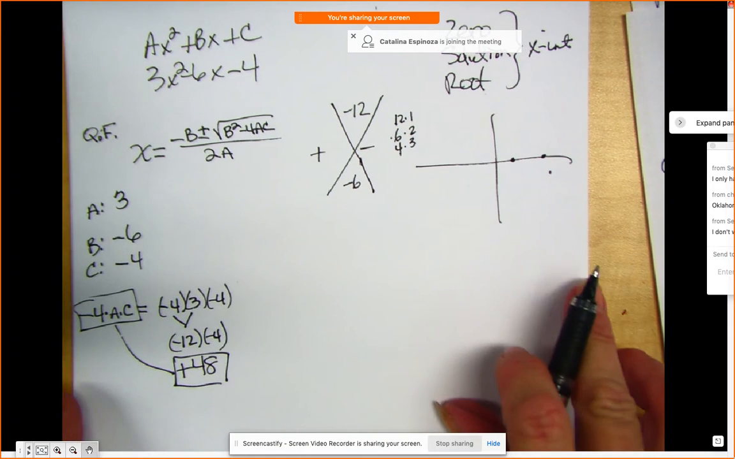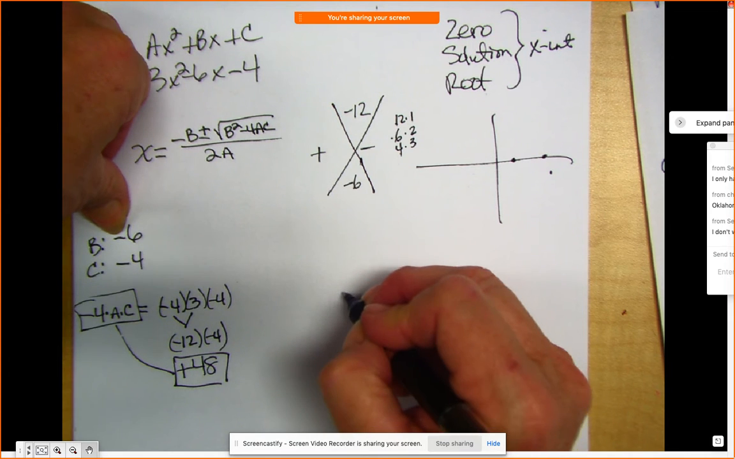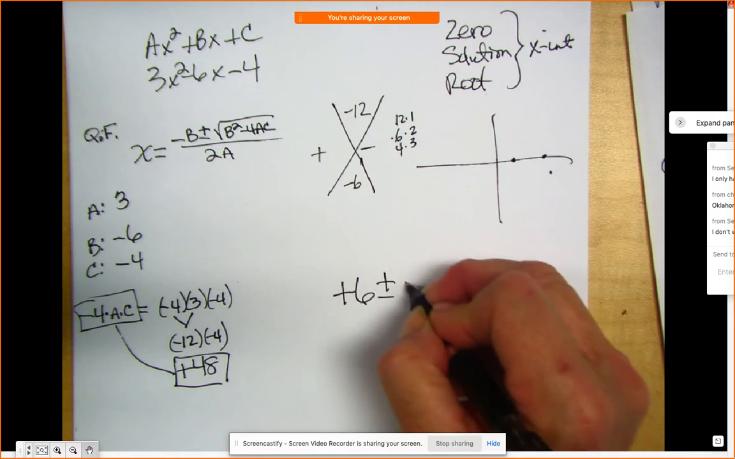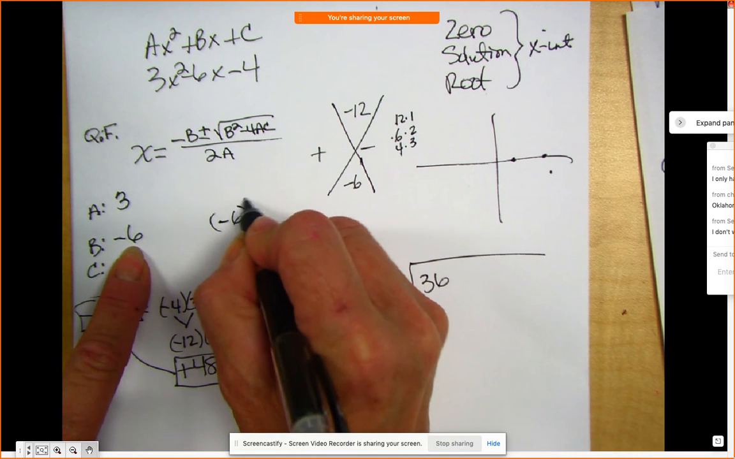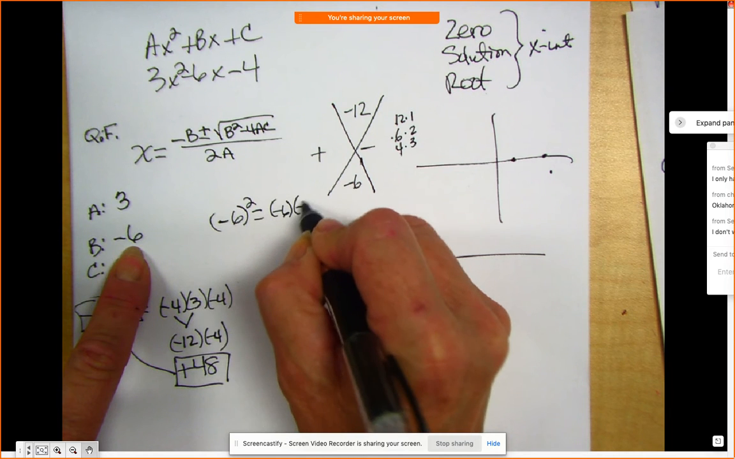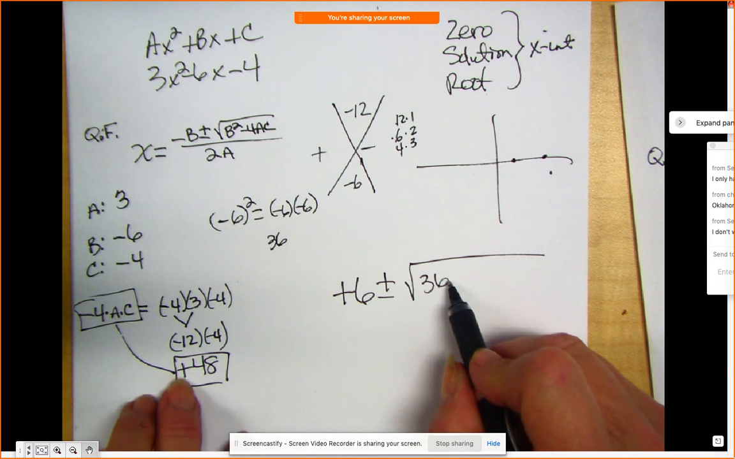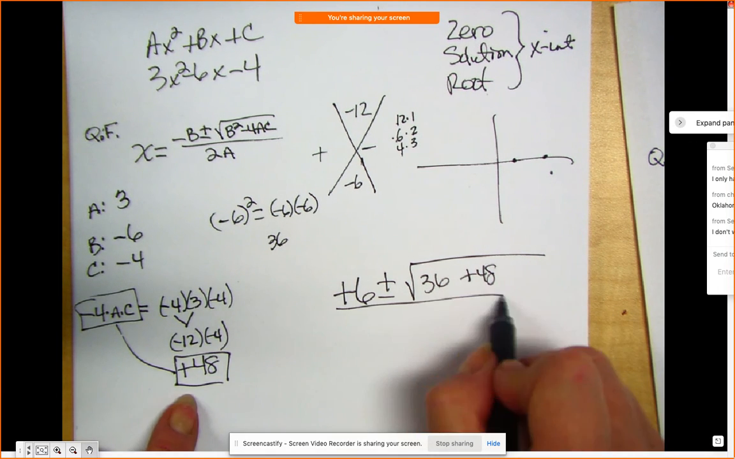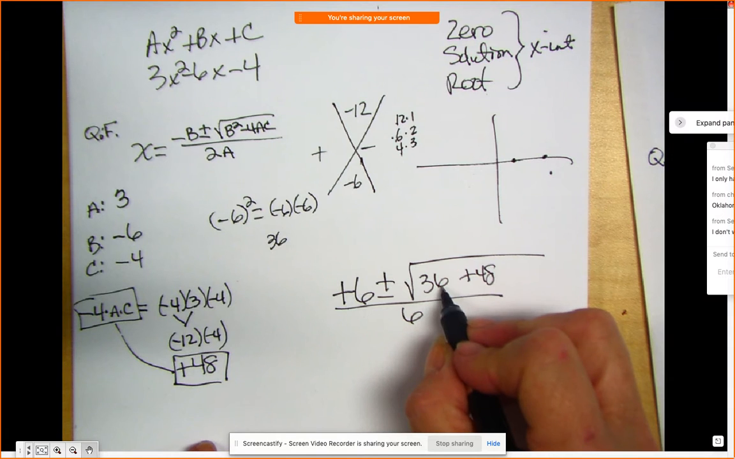Okay, let's start. X equals opposite of b. Opposite of negative 6 would be positive 6, plus or minus square root of b squared, which happens to be 36, because negative 6 times negative 6 is positive 36. B squared minus 4ac, which in this case is a plus 48 because we did it over here, divided by 2a. 2 times 3 is 6. You're almost done. Now we just have to simplify. You always do under the square root first.